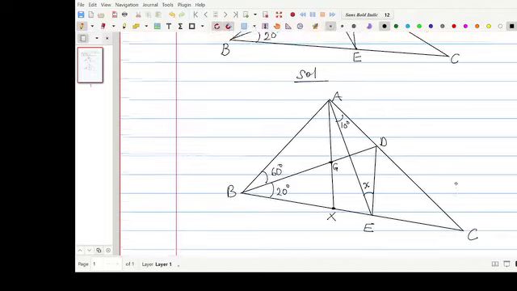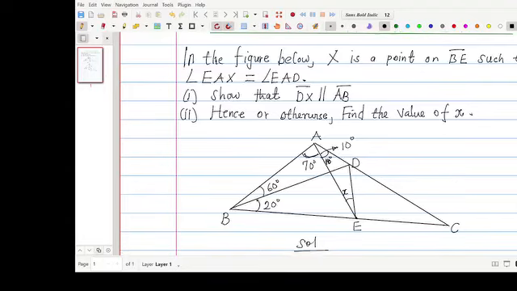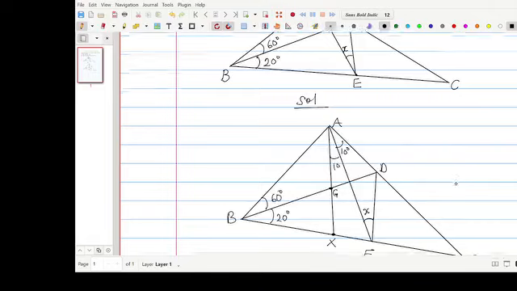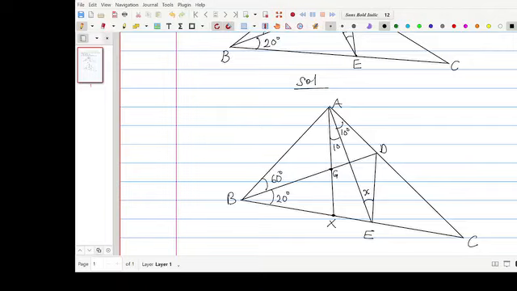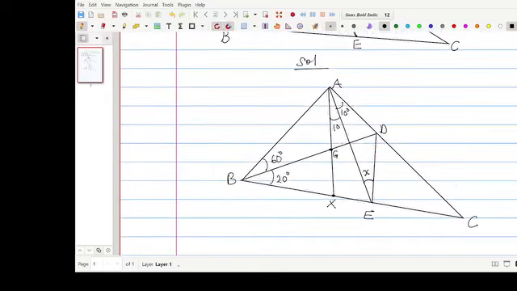Now we are told that the angle. Let's go to the problem. Over to the problem. We are told that the angle EAX is equal to the angle EAD. All right, and the angle EAD from the original diagram is given as 10 degrees. So in that case, it follows that this place is also 10 degrees, because we are told that angle EAX, look at the order, EAX is equal to angle EAD. All right, so that means that this point here is 10 degrees.